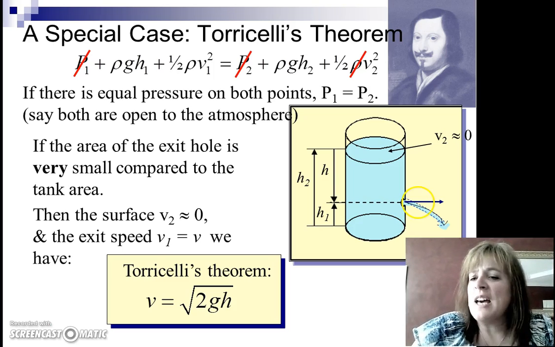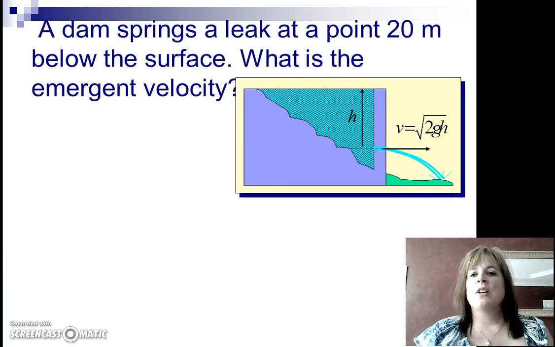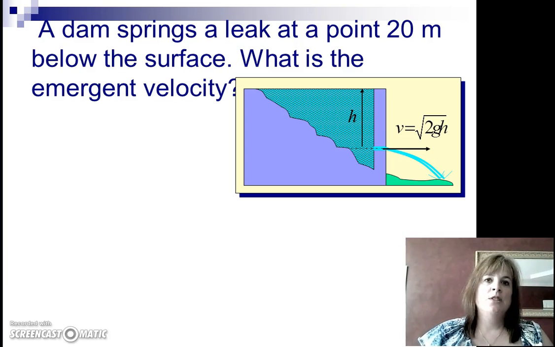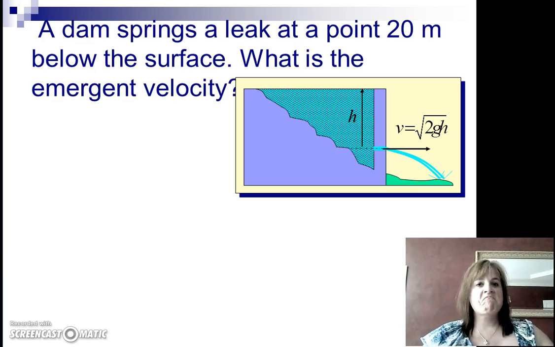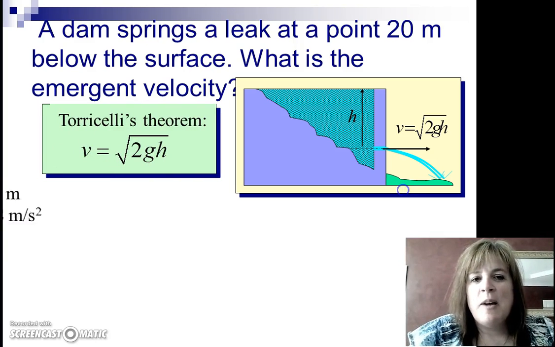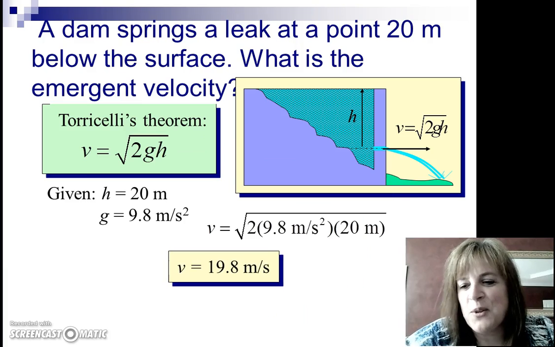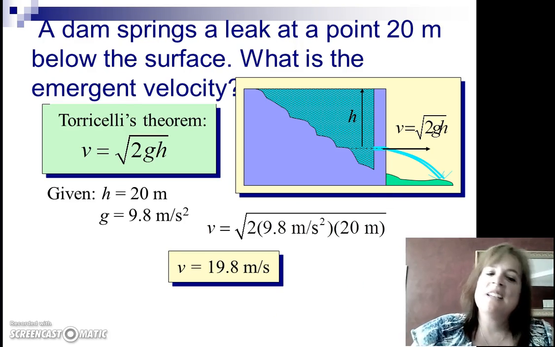So let's actually do that. Let's take a look at a Torricelli problem. So I have this dam here and it sprung a leak, which is 20 meters below the surface. What is the emergent velocity? Well, 2 times the acceleration due to gravity, 9.8, times 20. And then don't forget to take the square root. Oh, that's not too bad. Too bad we can't do that with every Bernoulli equation. All right, that's it for fluids. See you in class.